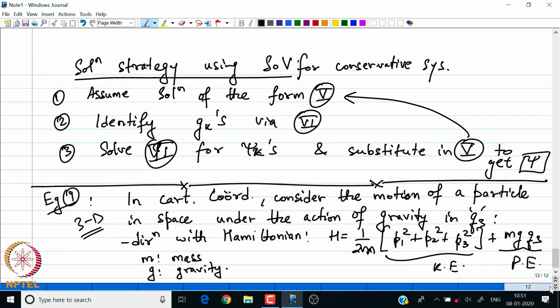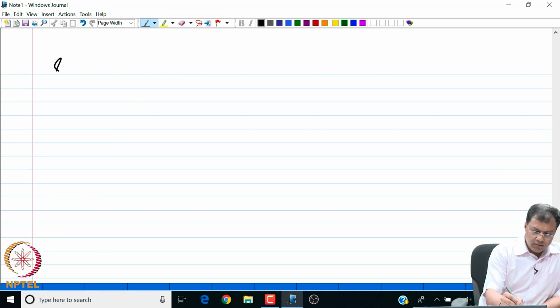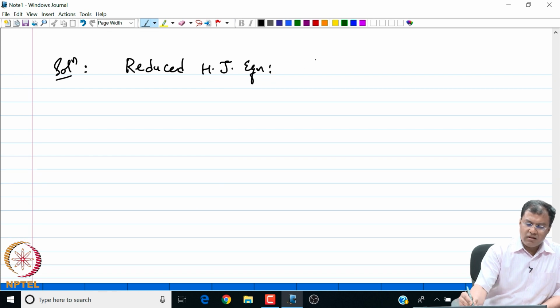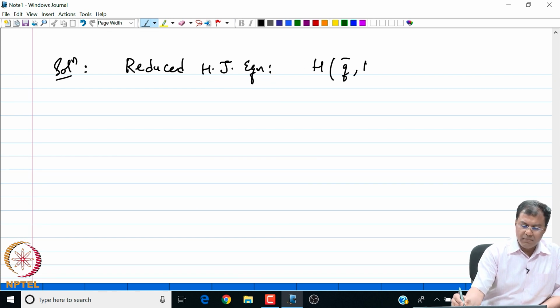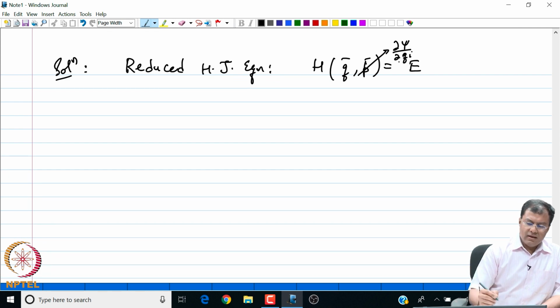Now, we write down our reduced Hamilton-Jacobi equation. So, H of q bar comma p bar is equal to a constant. Let me call this E, and then from here I replace p by del psi del q i, and I know the form of the Hamiltonian. So, I get the equation as follows.